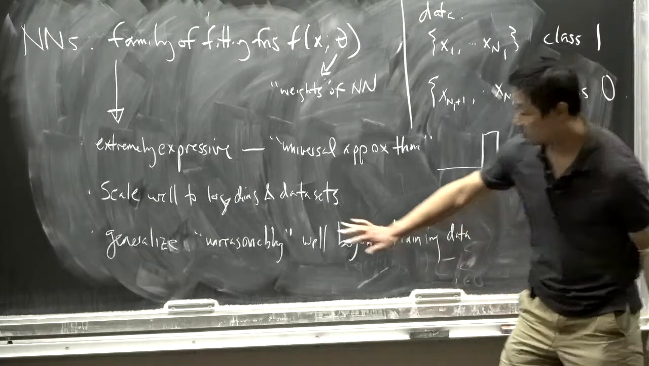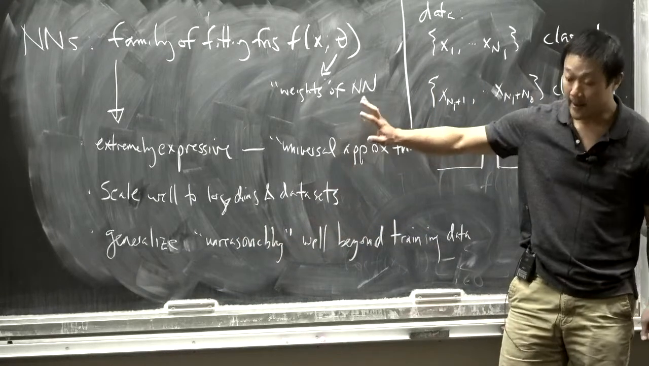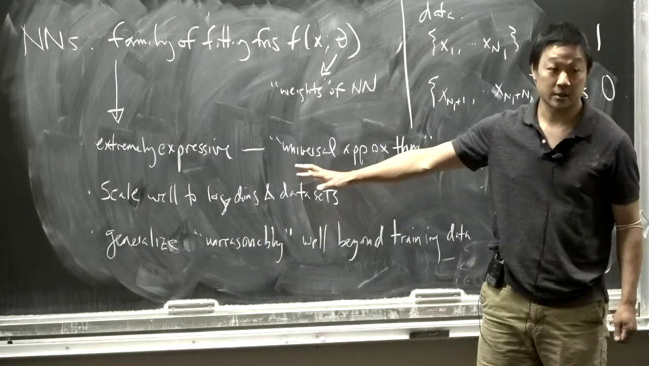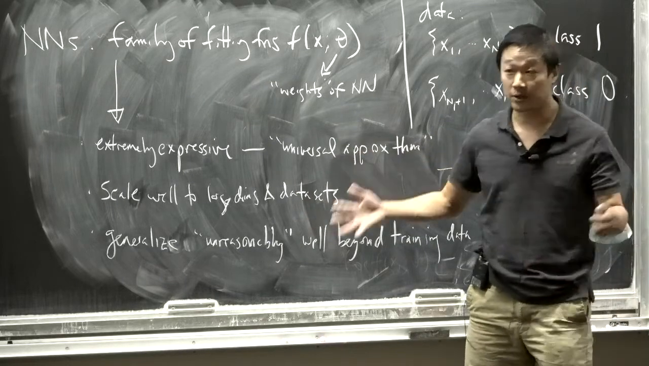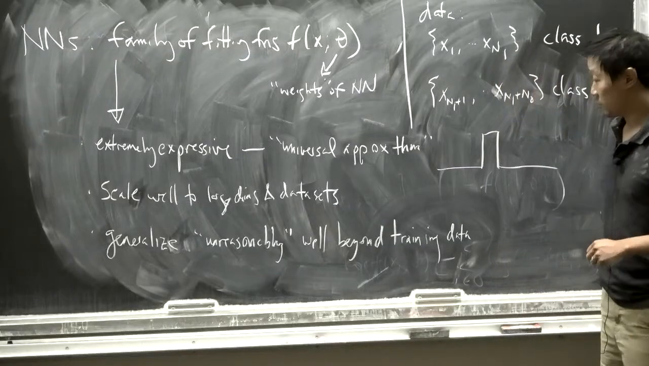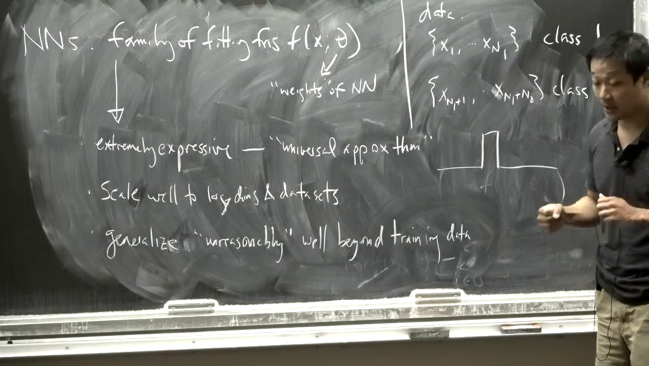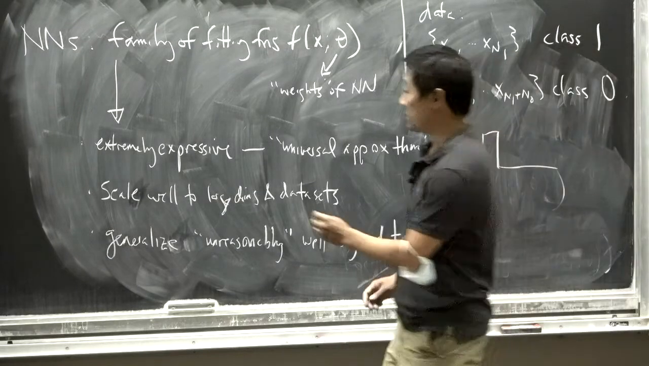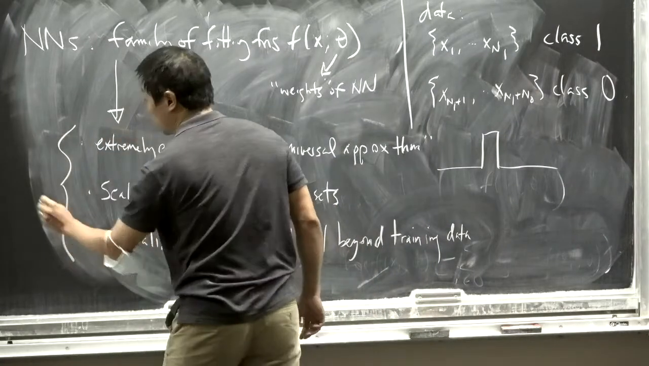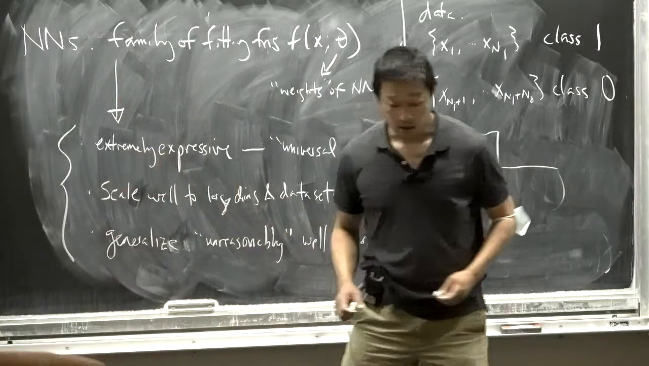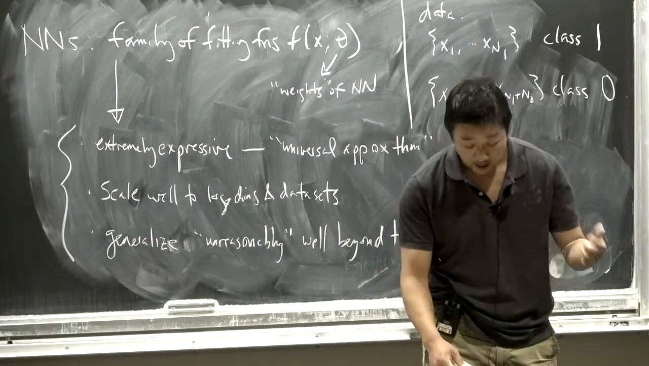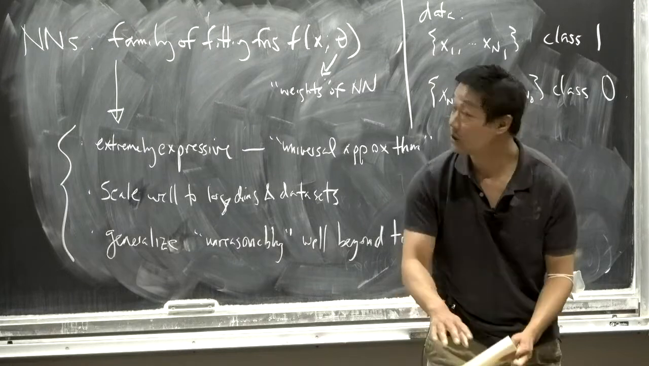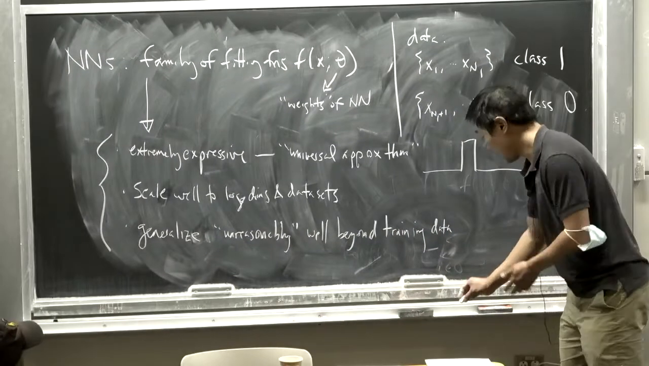Okay, and it's unreasonably because this is something the ML theorists are still trying to prove, why neural networks generalize so well. Okay, so this is why the rest of the lectures are going to be about neural networks and not about other machine learning methods. Okay, and with that, I'm out of time. Thanks.